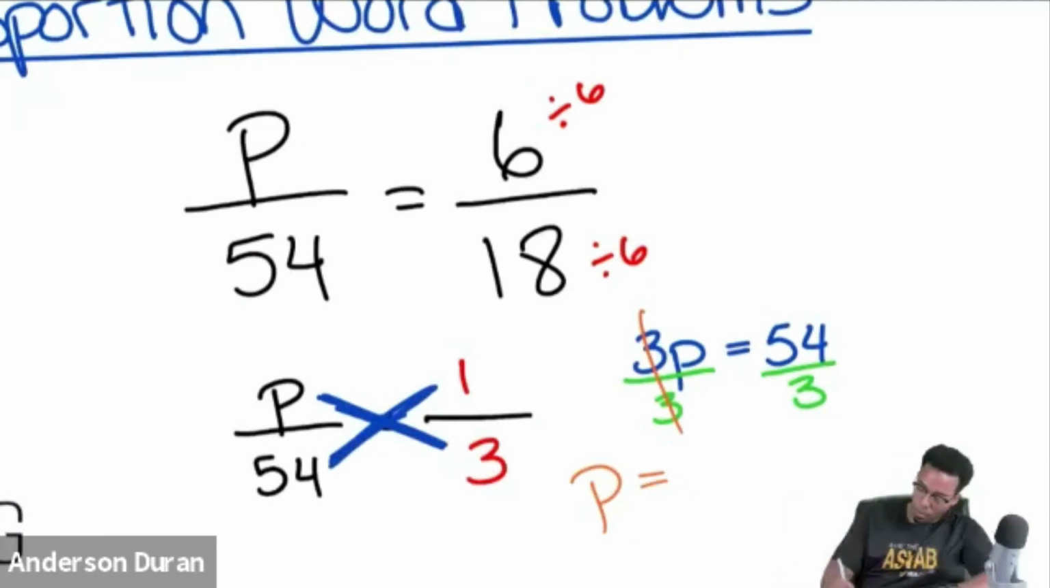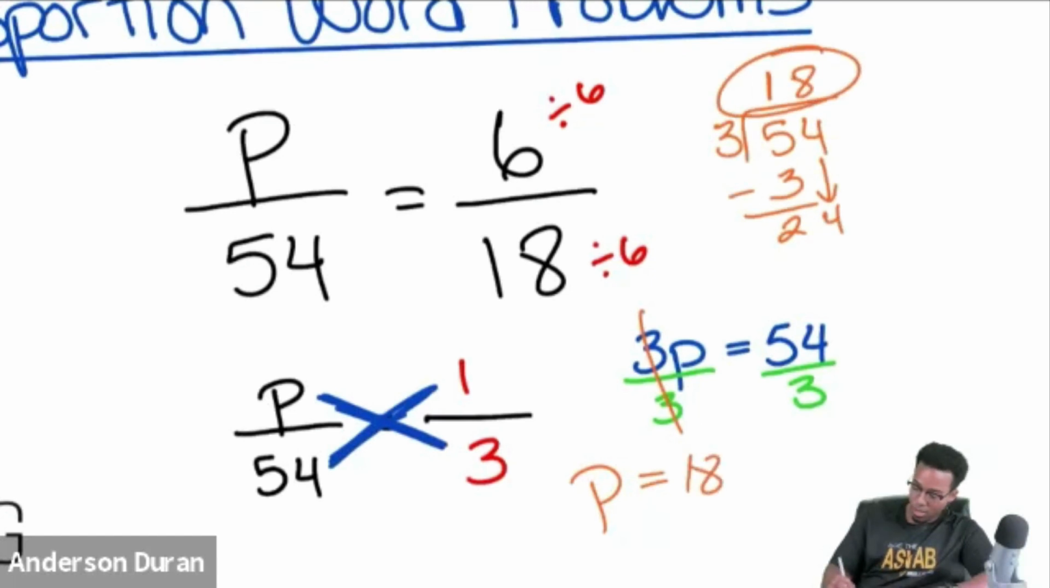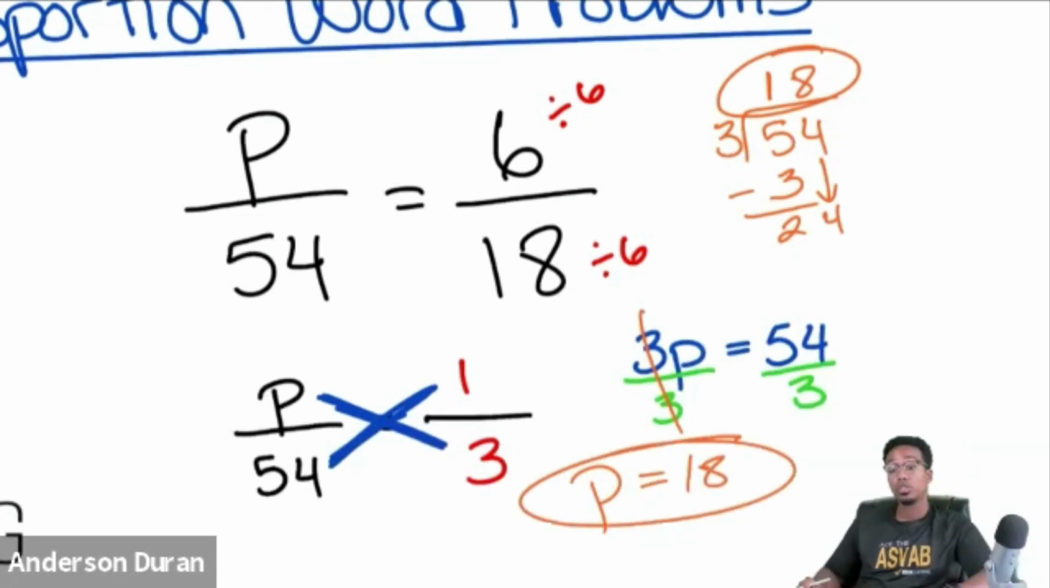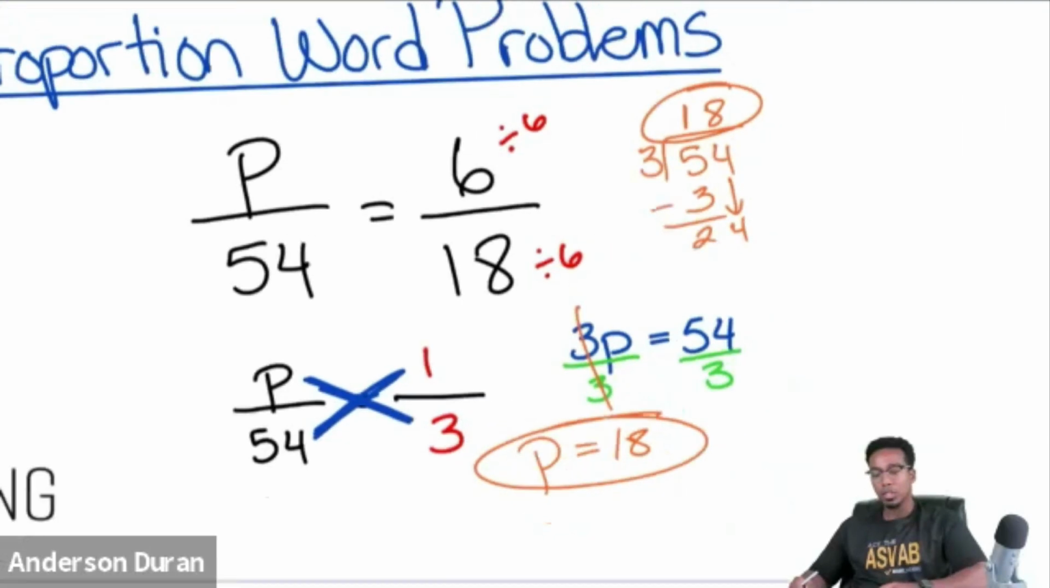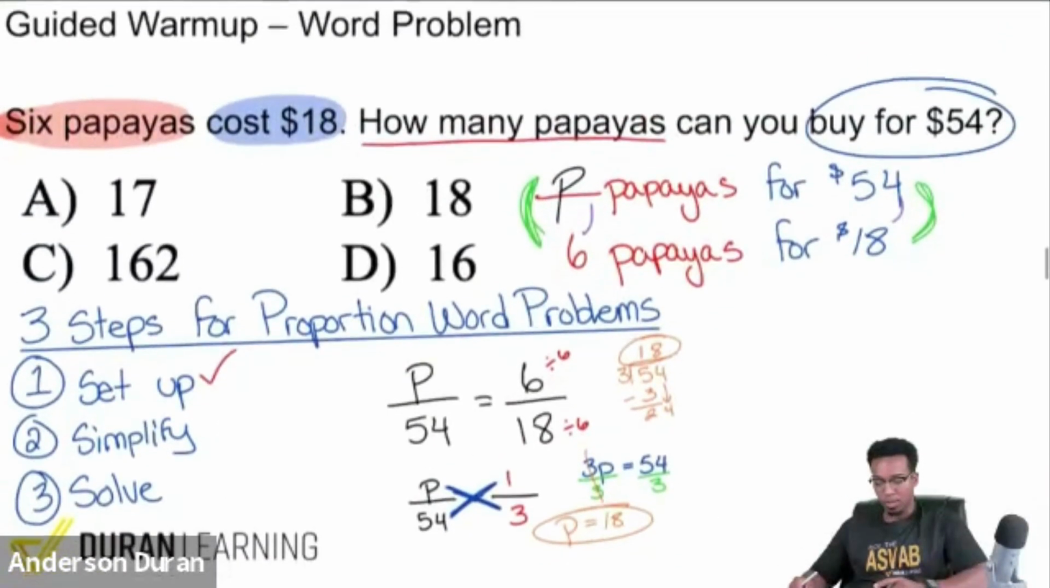18. That's right. If you wanted to go ahead and take care of business like this, all right, 3 goes into 54, 3 goes into 5 one time, 3 goes into 24 8 times. And so you can get that 18 and you're good to go. And we're good. All right. And so at the end of the day, everybody, what is the correct answer?